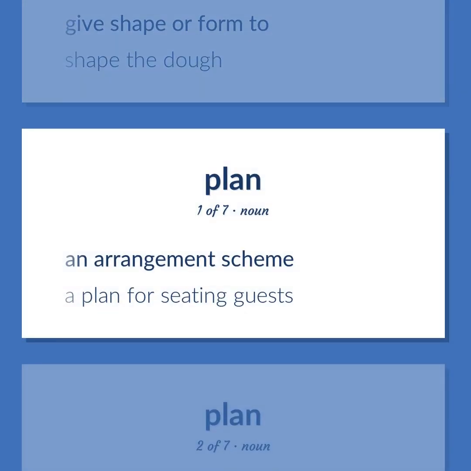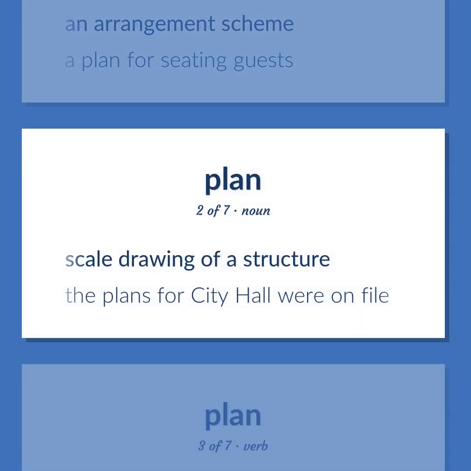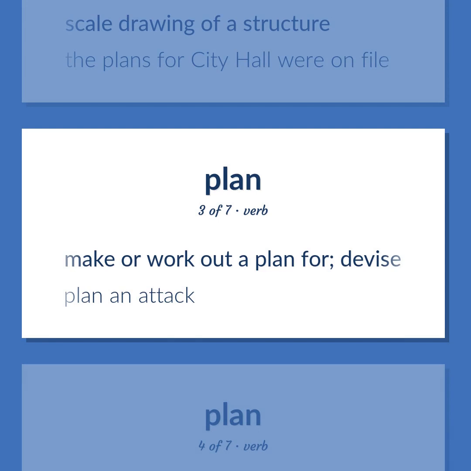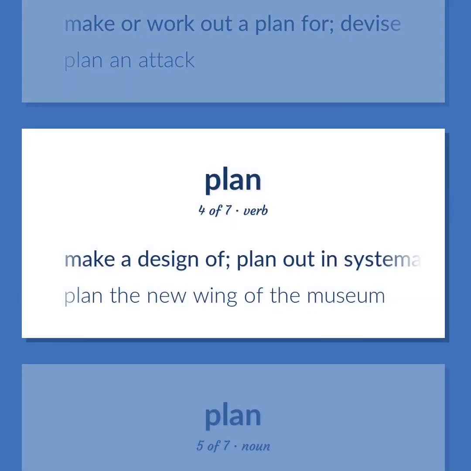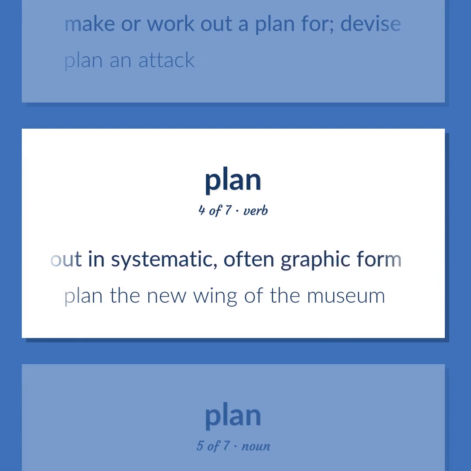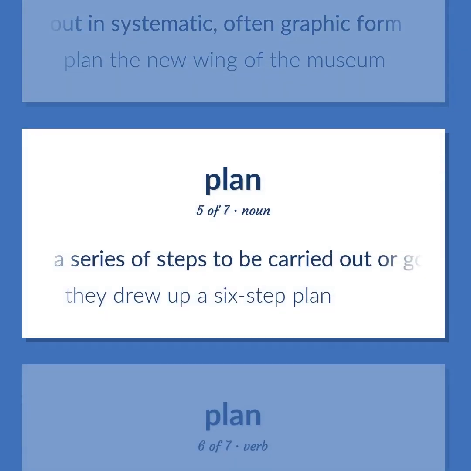An arrangement scheme. A plan for seating guests. Scale drawing of a structure. The plans for City Hall were on file. Make or work out a plan for, devise. Plan an attack. Make a design of. Plan out in systematic, often graphic form. Plan the new wing of the museum. A series of steps to be carried out or goals to be accomplished. They drew up a 6-step plan.